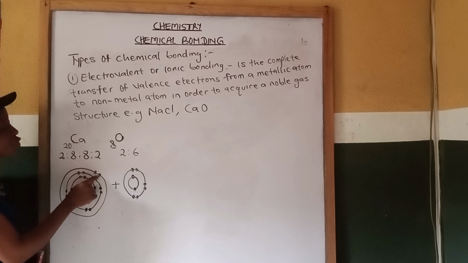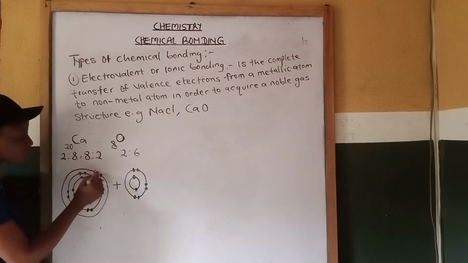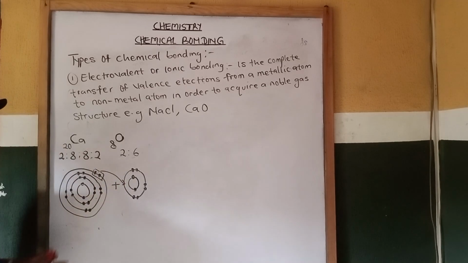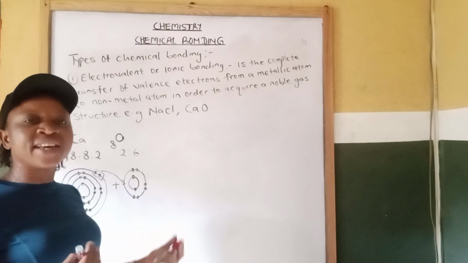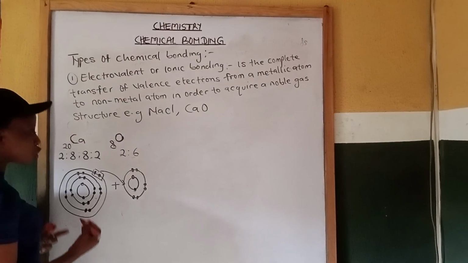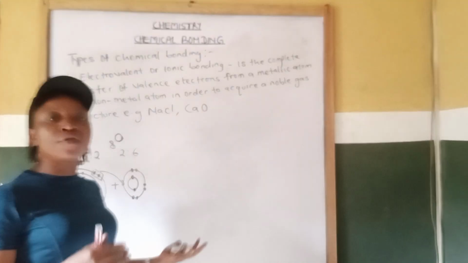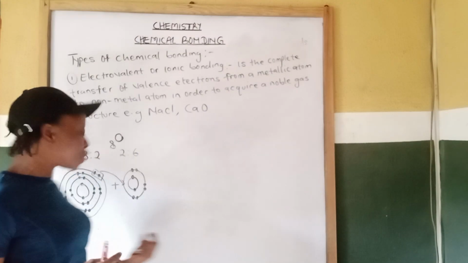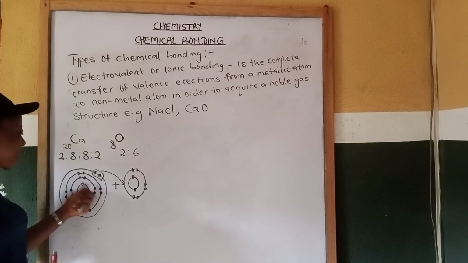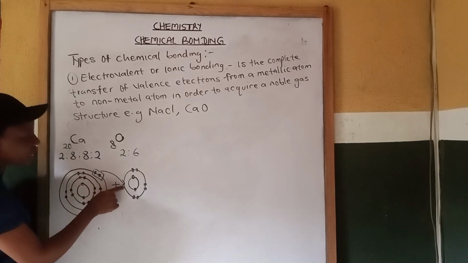It needs to transfer these 2 valence electrons to oxygen. So these 2 electrons will go to the oxygen atom, so that both of them can acquire a stable structure of a noble gas. They acquire a stable structure of a noble gas when they complete their outermost shell with 8 electrons. So this one will give out 2 electrons to oxygen.